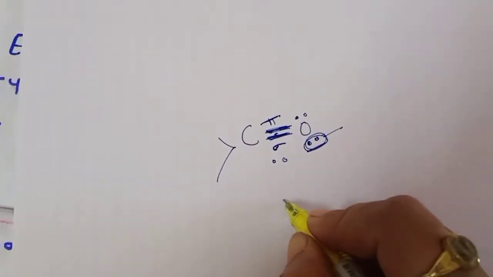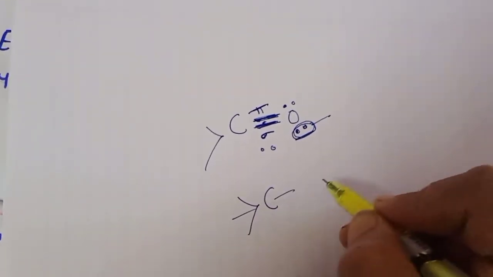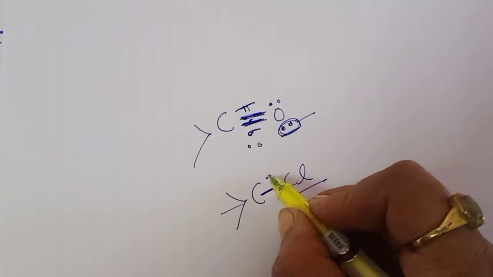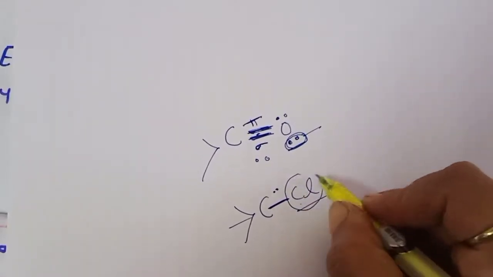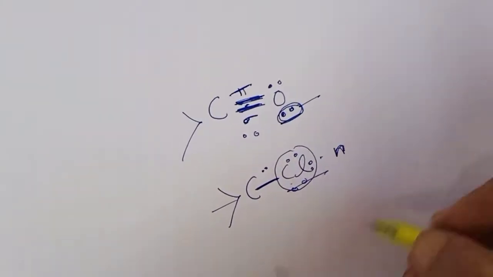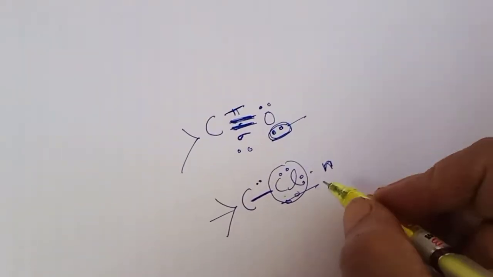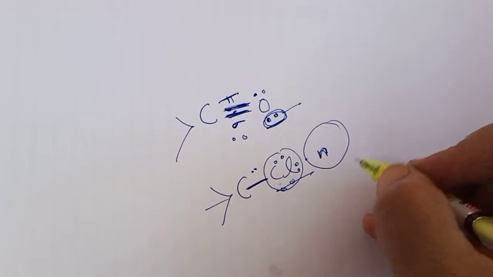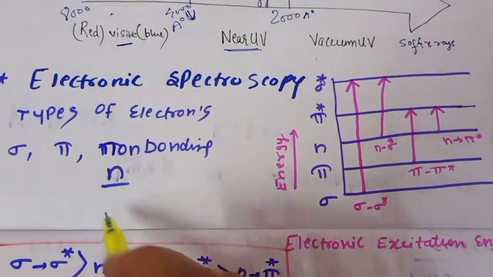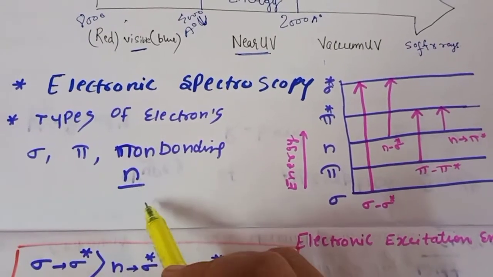Take another example, CH3Cl. This is a sigma bond, so there will be sigma electrons. This is a halogen, so definitely it has three lone pairs of electrons, the non-bonding electrons. We represent the lone pair of electrons or non-bonding electrons by the small n symbol. So overall there are three types of electrons: sigma, pi and non-bonding electrons.